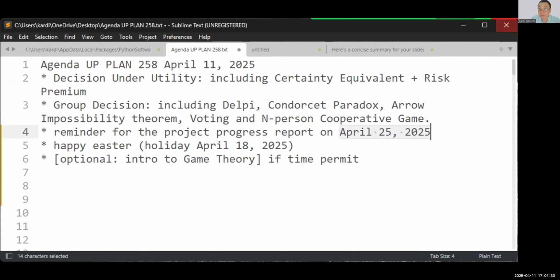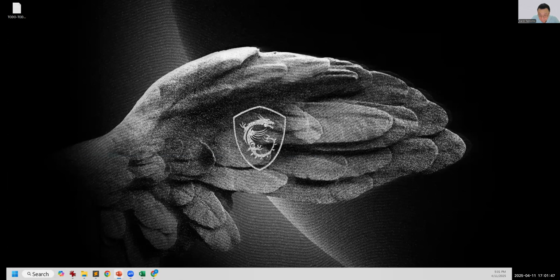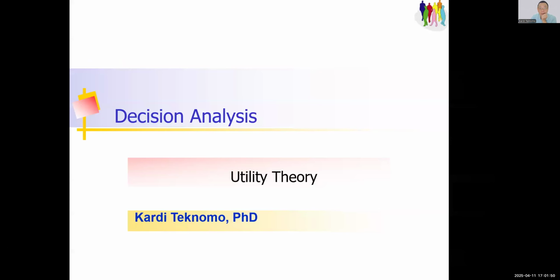Okay, so let's start with the first part, which is utility theory. You see the slide? Yes, sir. Good. Okay, so this is the part that we discussed last week. This is just a continuation of that.